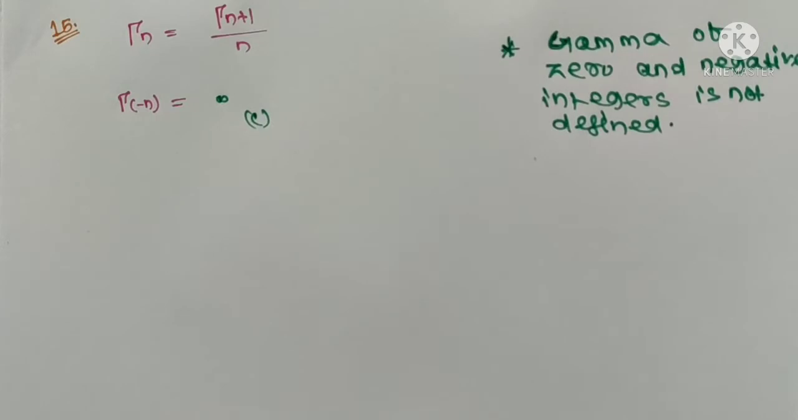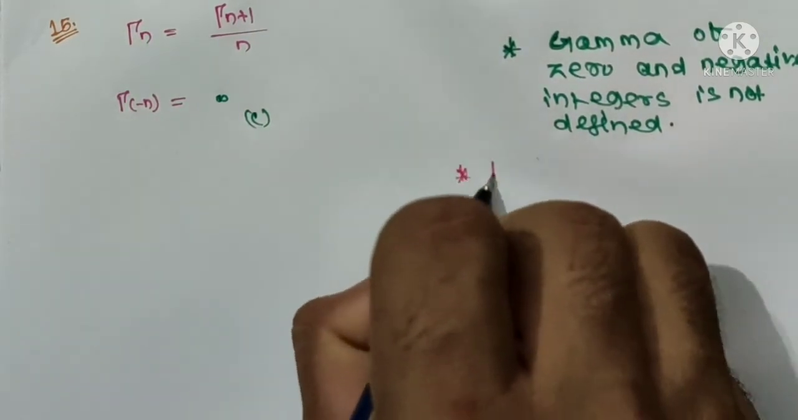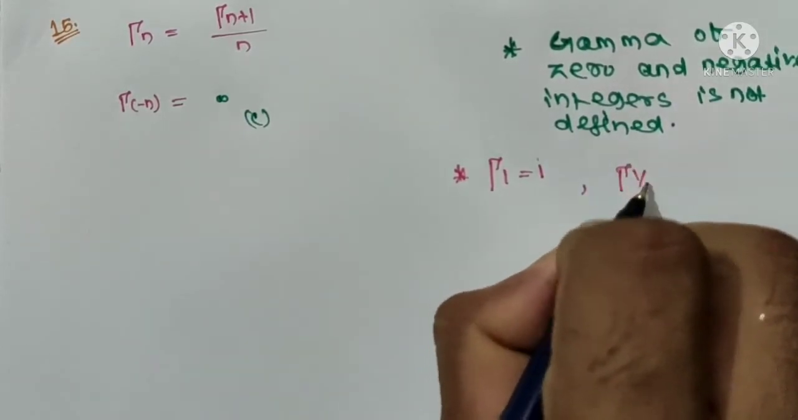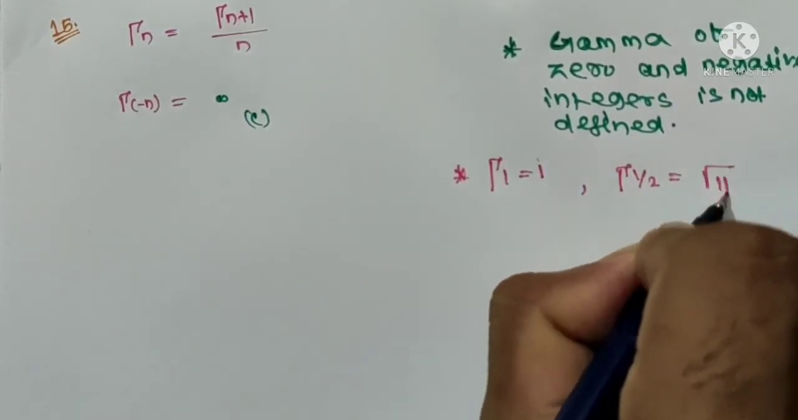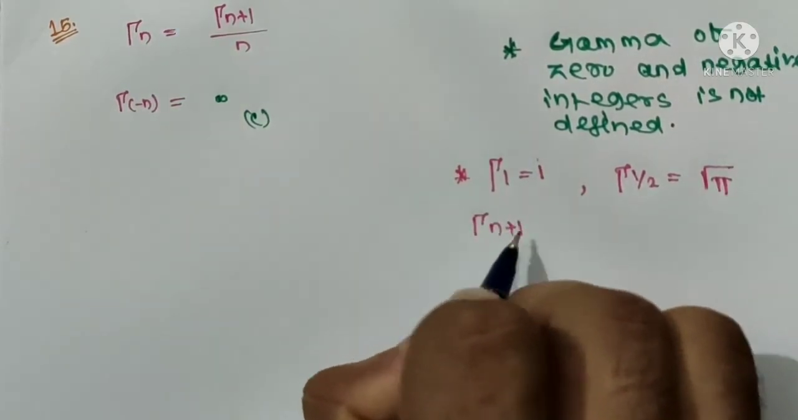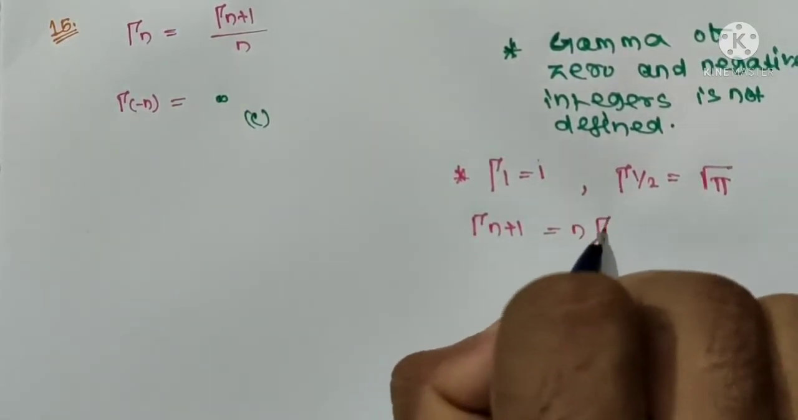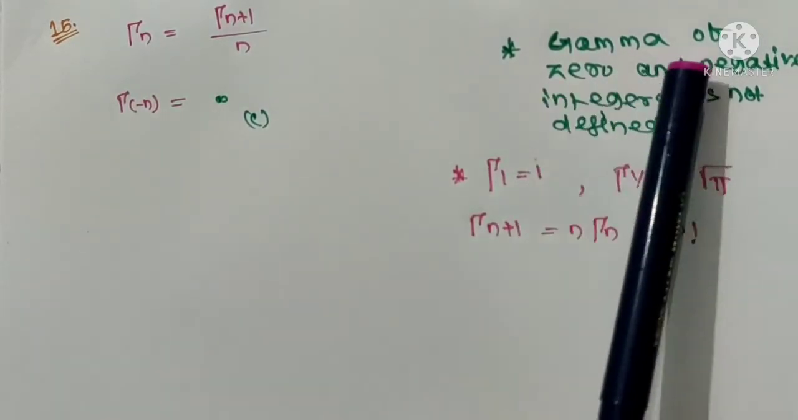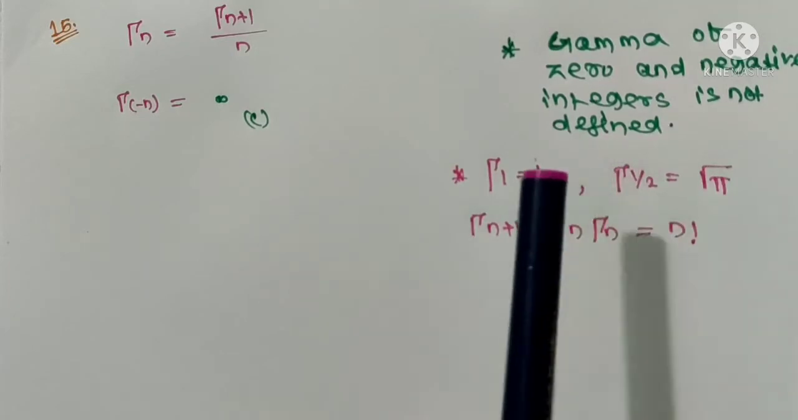तो कुछ वैल्यू याद रख लेना, जैसे कि गामा 1 इक्वल्स टू 1, गामा हाफ इक्वल्स टू स्क्वायर रूट अंडर पाई, और गामा n plus 1 equals to n times gamma n equals to n factorial. But gamma of 0 and negative integer is not defined.